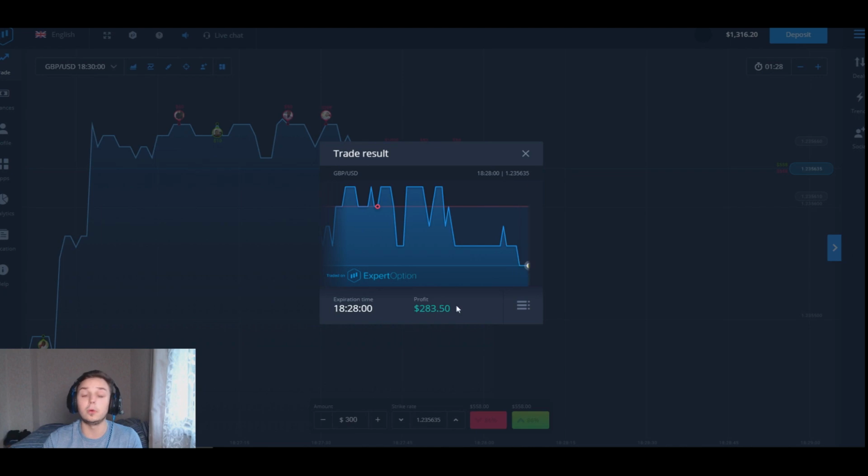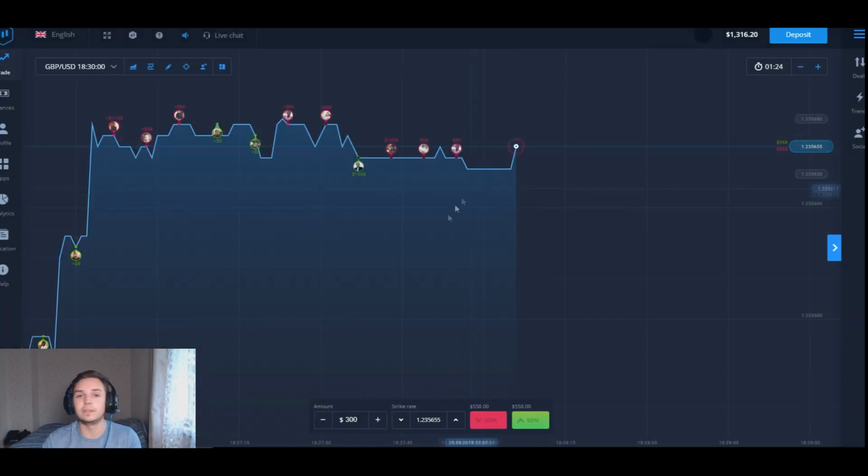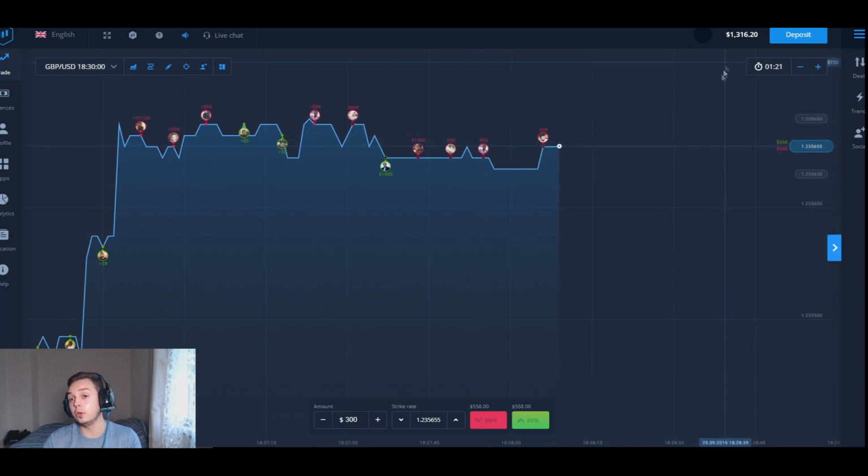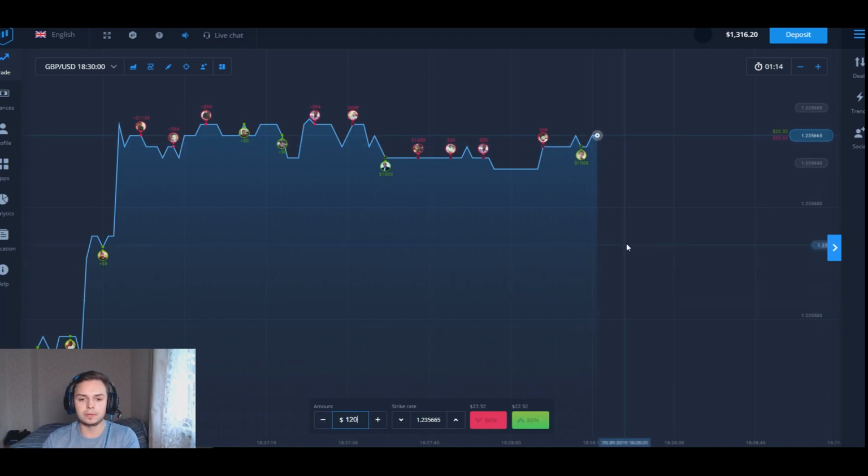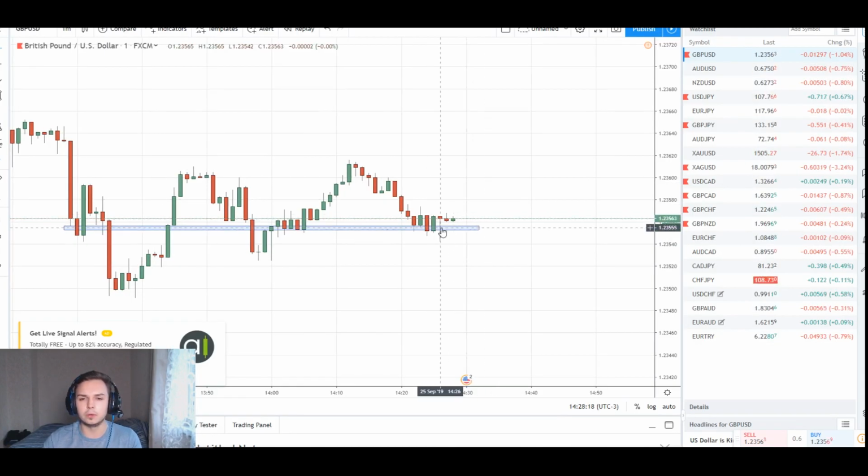So let's see if this is profitable. Definitely is. 283 in profit. Obviously I risked 150, so currently $316 and 20 cents in profit. So let's move on and maybe place 120. Let's see what's going on over here.